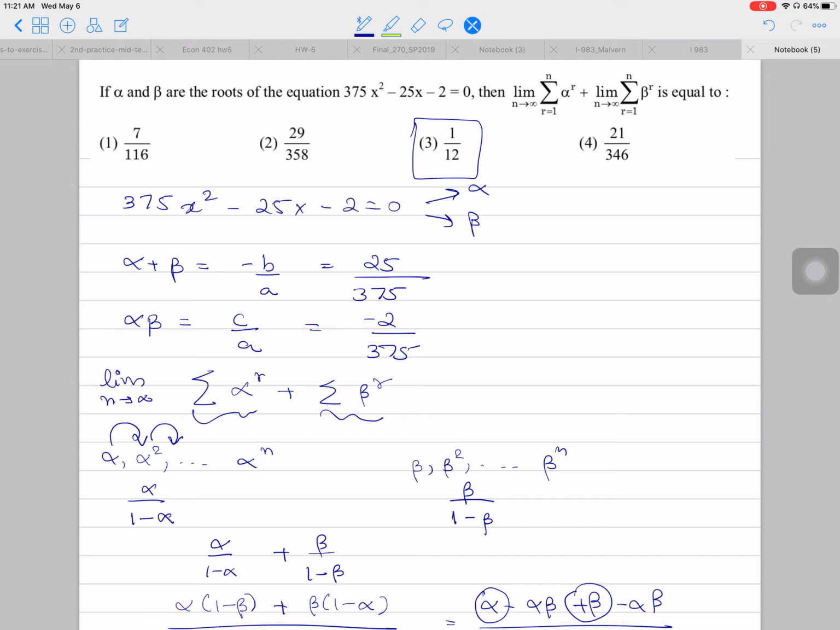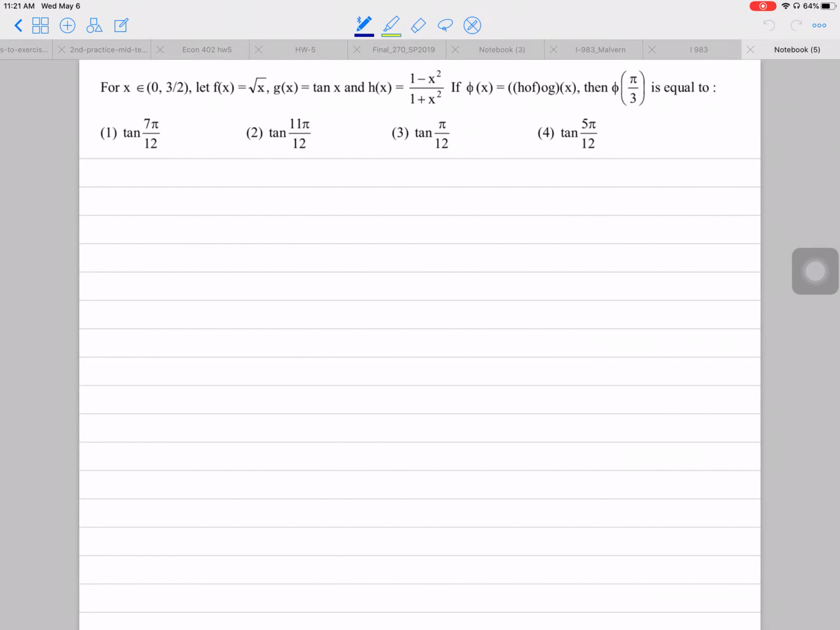Let's move on to the next question. For x in 0 comma 3 by 2, let f of x equal to under root x, g of x equal to tan of x, and h of x equal to 1 minus x squared over 1 plus x squared. If phi of x is equal to h of f of g of x, then we need to find phi of pi over 3. So this is an example from the functions chapter.